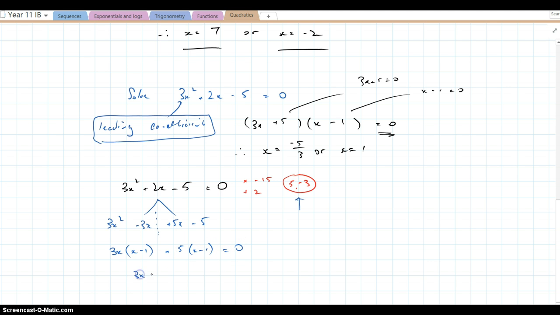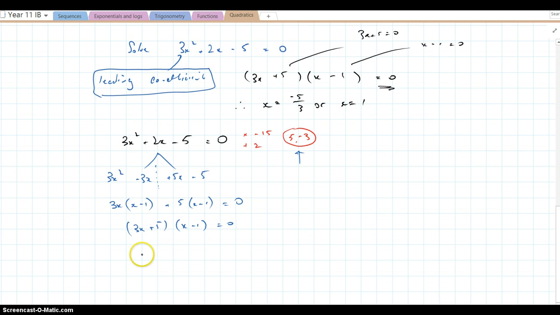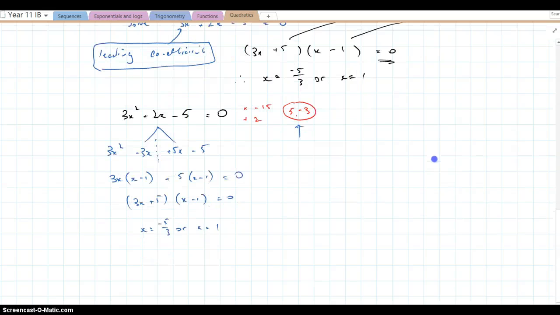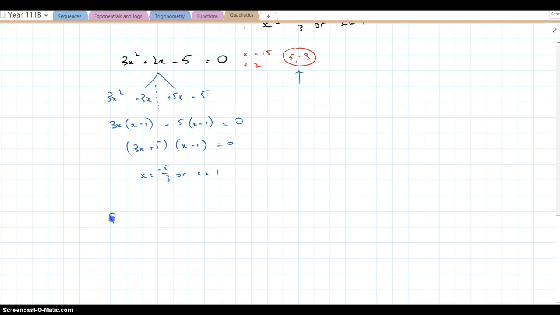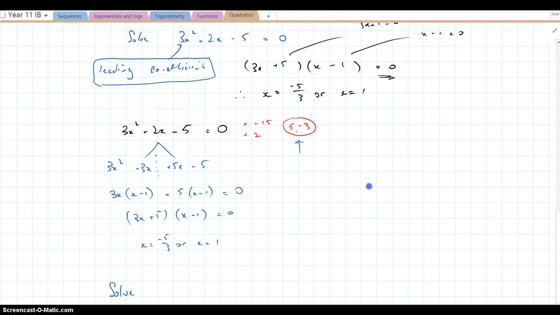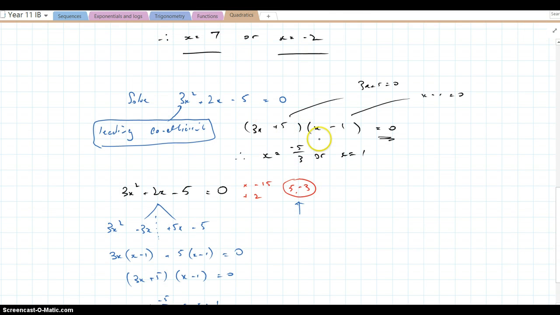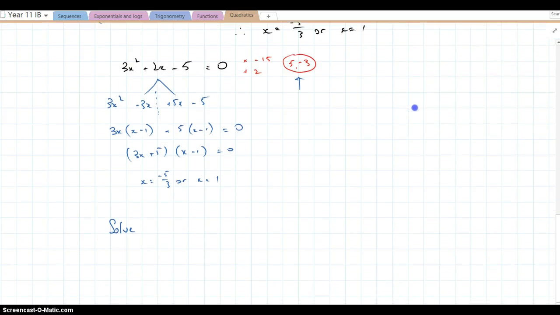Now I've got 3x plus 5, x minus 1 equals 0. Yeah, look, that's the same. x equals minus 5/3, or x equals 1. Okay, that's the second method. That's all I'm going to show you. I'm not going to show you any other methods. Let's solve using that method, just because I think if you're using this one, then you're probably going to keep using that.